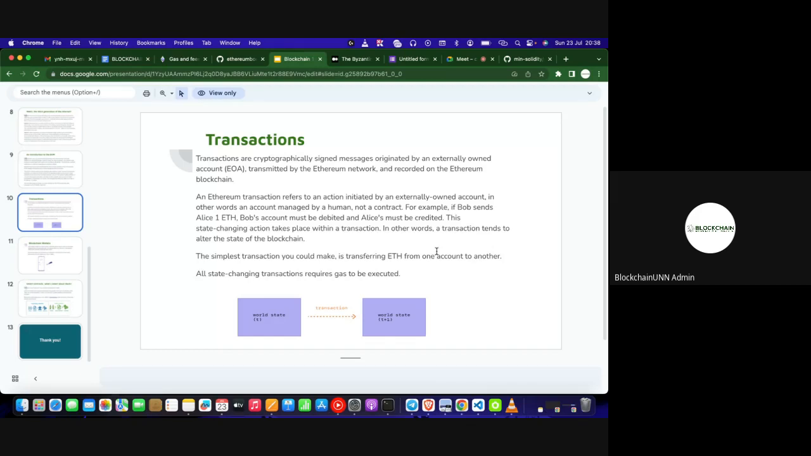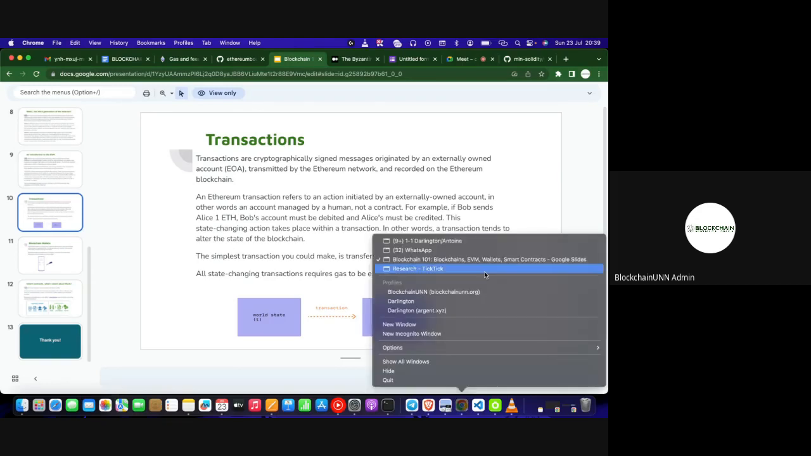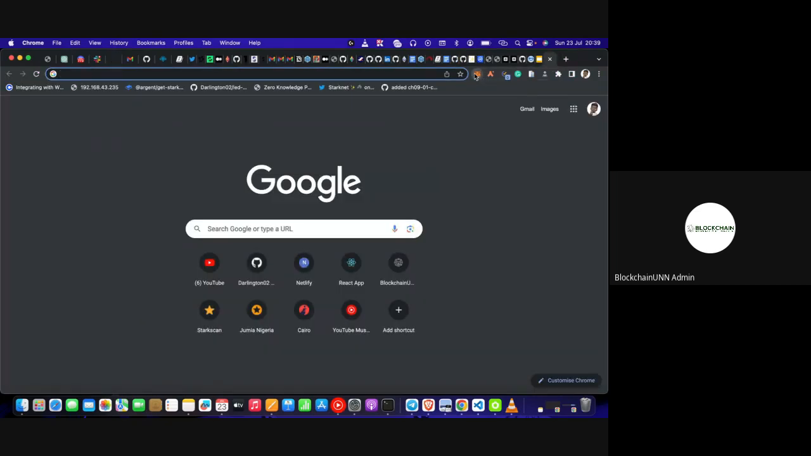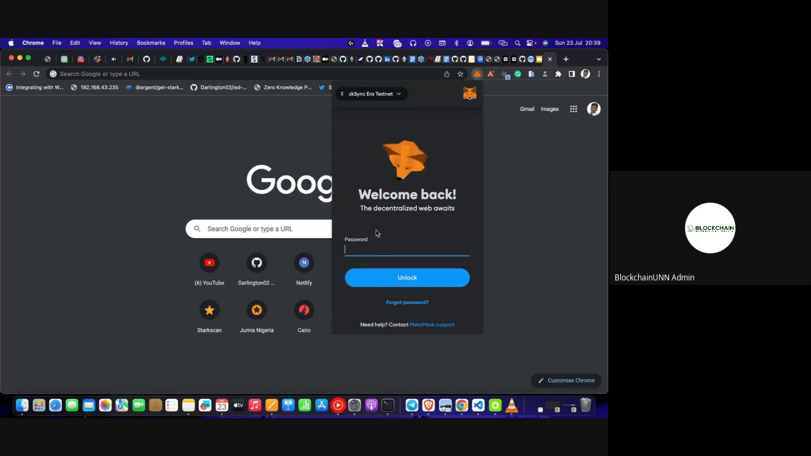So transactions are signed messages originated by either an externally owned account or a contract account, then transmitted to the Ethereum network and finally recorded on the Ethereum blockchain. Remember that the blockchain is a distributed ledger, so it stores a record of every single transaction that goes on in the Ethereum blockchain. Now let's look at how we can carry out a very simple transaction. I don't have MetaMask on this particular profile. Okay, so I have MetaMask here, which we're going to use.